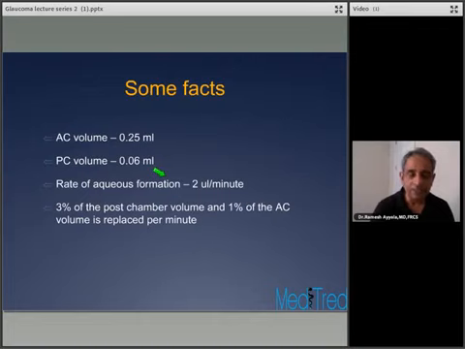So here are some facts for you to remember. Anterior chamber volume is 0.25 milliliters. The posterior chamber volume is 0.06 milliliters. Rate of aqueous humor formation is 2 microliters per minute. 3% of the posterior chamber volume and 1% of the anterior chamber volume is replaced per minute.